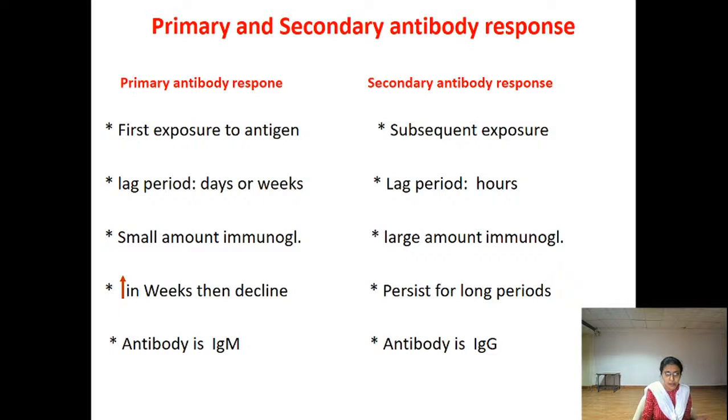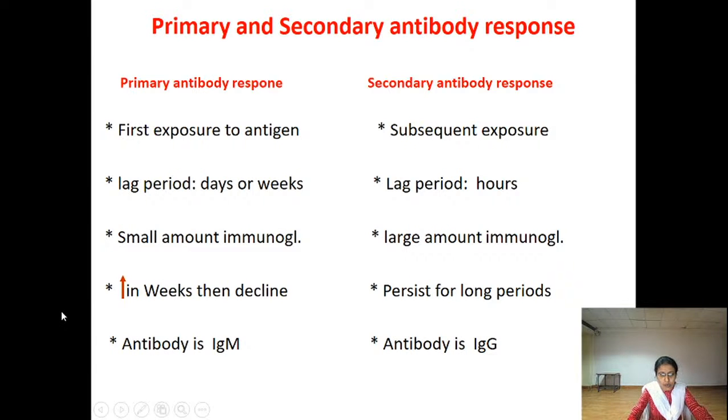The lag period for primary antibody response is days or a few weeks, whereas for secondary antibody response it is a few hours. Here a large amount of immunoglobulin is present, whereas in primary antibody response there is a smaller amount of immunoglobulin. In primary antibody response, antibody increases over weeks then declines, whereas in secondary antibody response they persist for long periods. The antibody responsible for this is IgG, whereas for primary antibody response it is IgM.